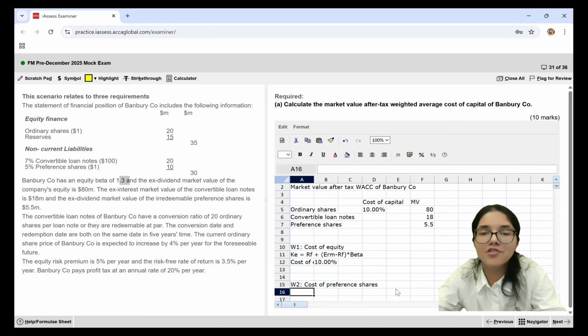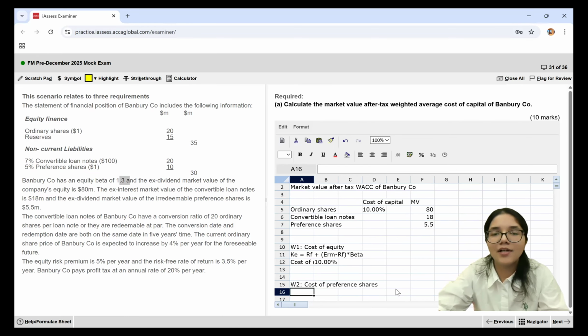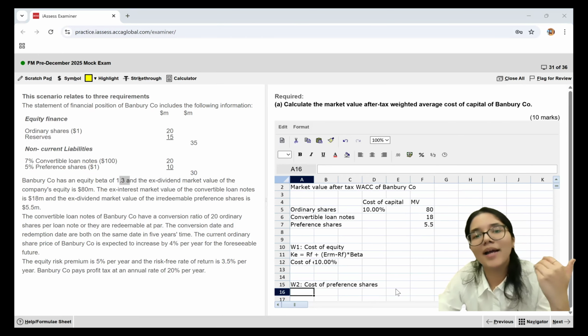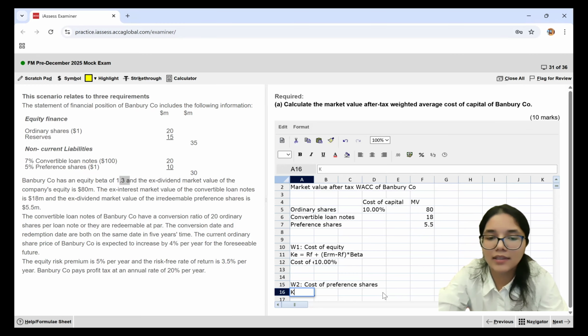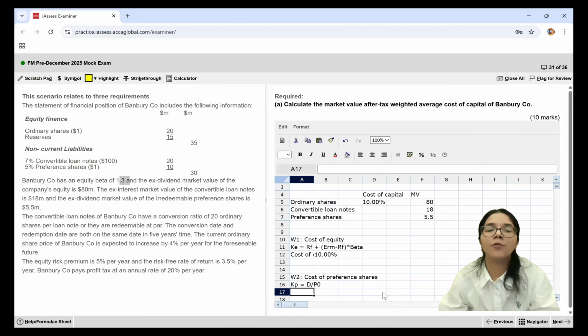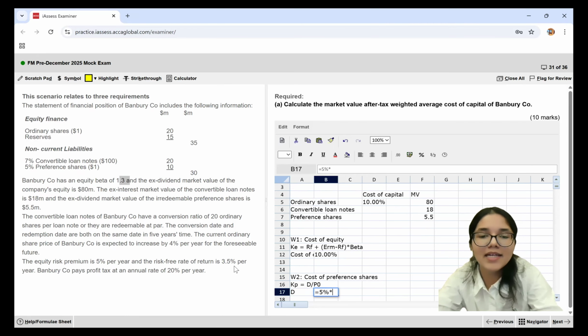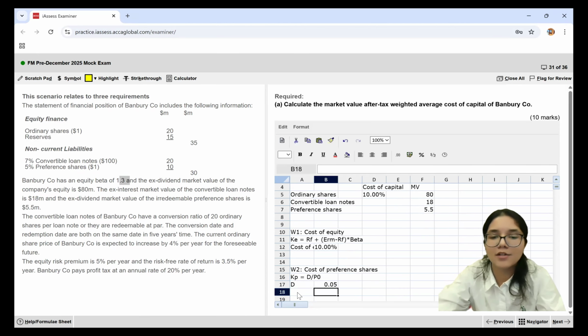So for the preference shares, I know that the formula that I've learned is I take the dividend per share divided by the price per share. I know that the Kp will be equal to D divided by the P0. So I know how much dividend will be given. $1 is the nominal value, 5% is the dividend. So with that, I get to know that dividend will be equal to 5% into $1, which will be 0.05.